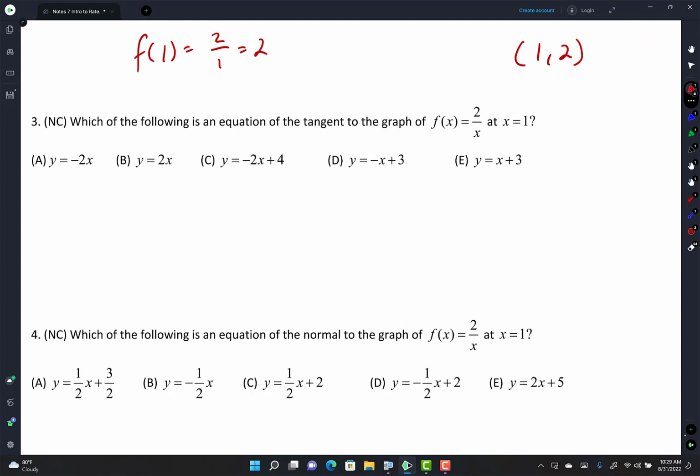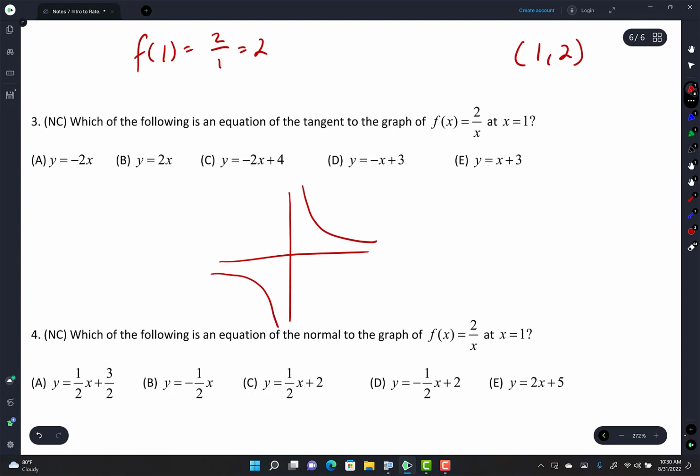Yes, miss. If they don't give you a point, you cannot find a tangent line. They have to give you a point to get a tangent line. You can't pick whatever. They have to give you a point to find a tangent line. Because I have a curve. So look, I'm just saying, look how 2 over x looks. It looks like that. And x equals 1 is like right here.